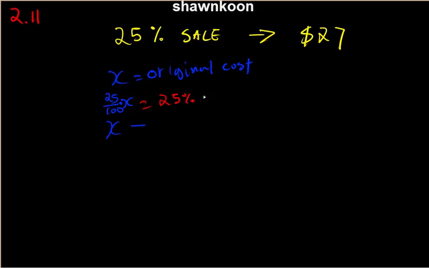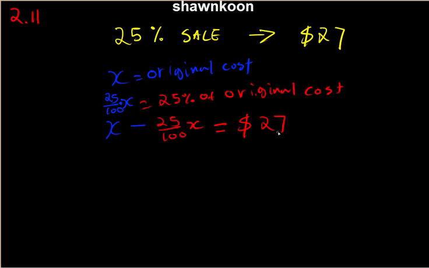25% of the original cost, isn't it? Yes, perfect. So if we subtract that from the original cost, we will get the leftover value, which was $27, wasn't it? Perfect. So let's solve this now.